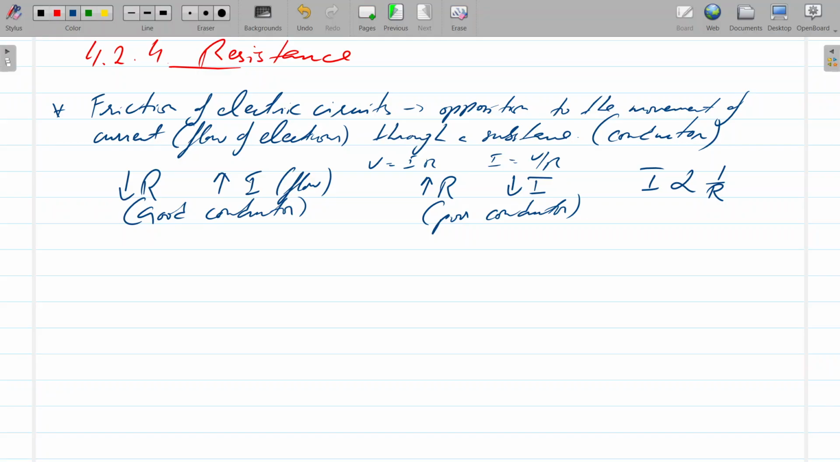So the relationship between resistance, voltage, and current, which I scribbled over here, is that resistance equals voltage per unit current.